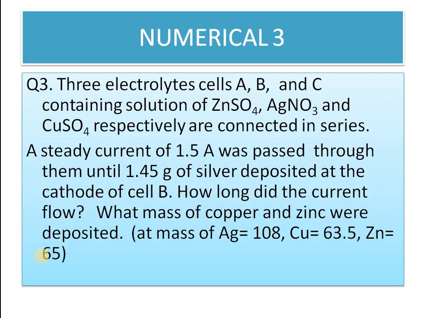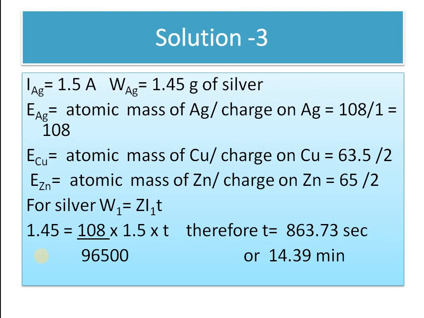Before that, we can first calculate the time. You have been given the current as 1.5 ampere, and we have to find how long the current flowed. How long means time we have to calculate. W is equal to ZIT, so we can substitute.